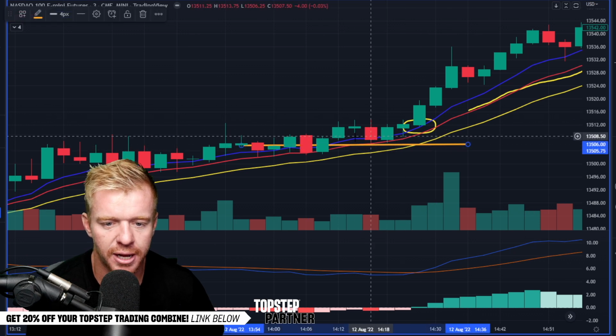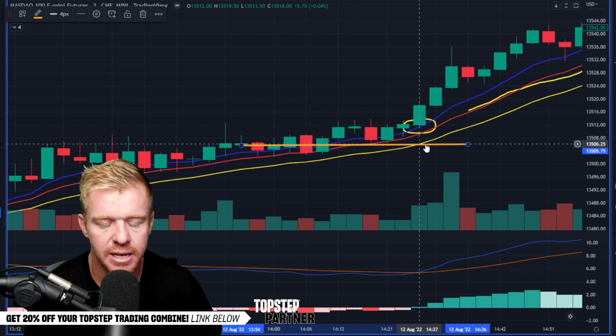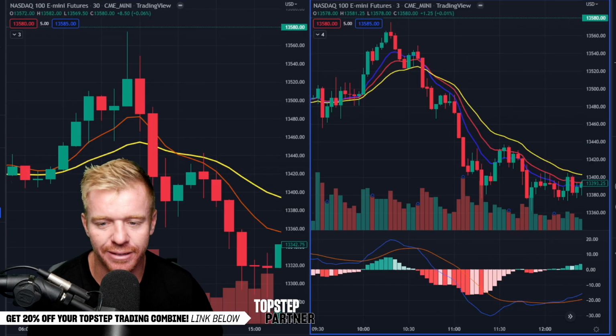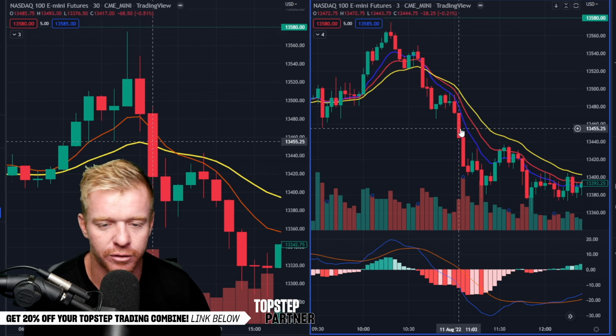When these candles pushed up, my stop is basically right below these 4 candles. For a short example, check this out. We got the 30-minute over here on the left again. We got the 3-minute over here on the right.